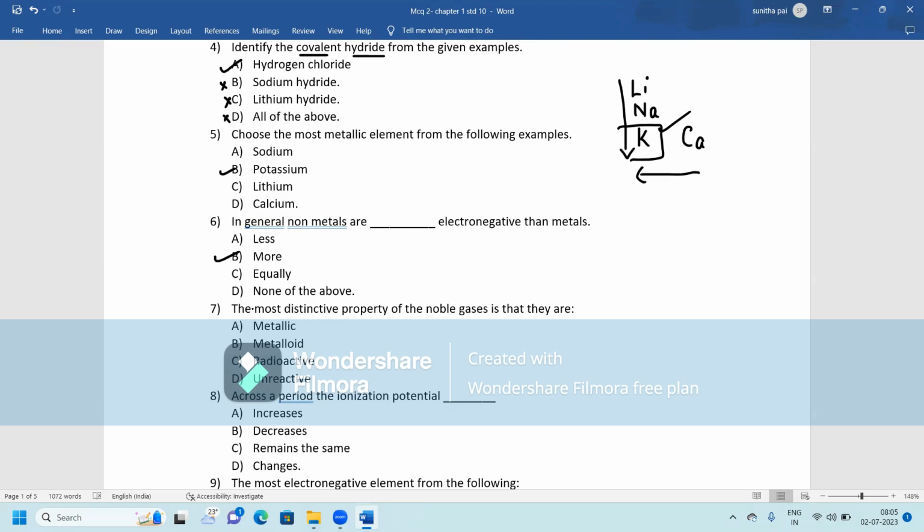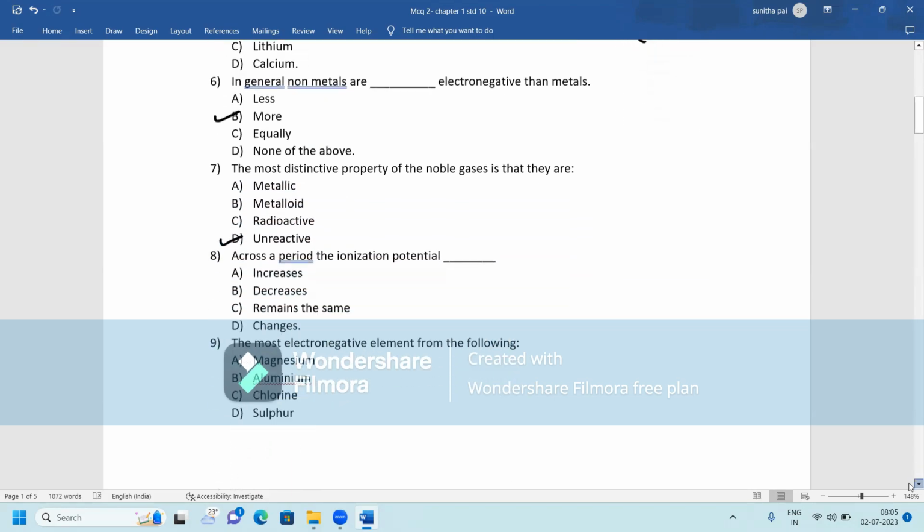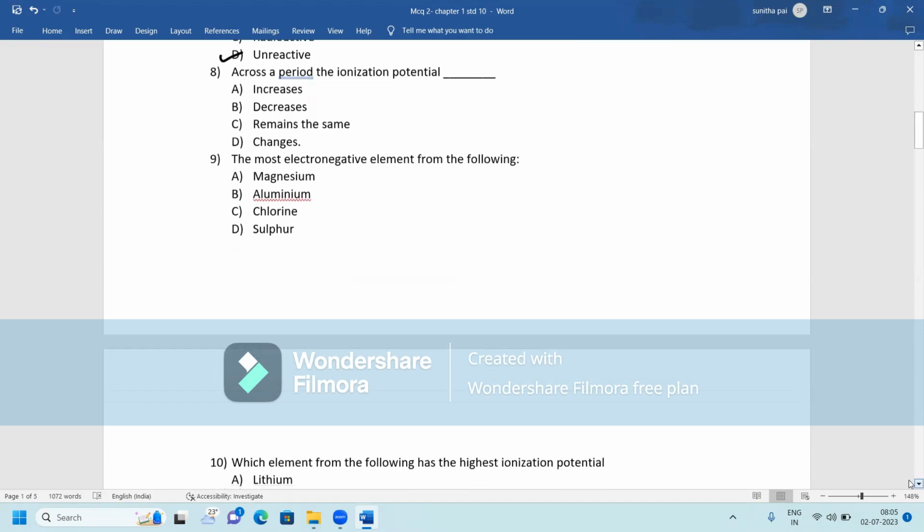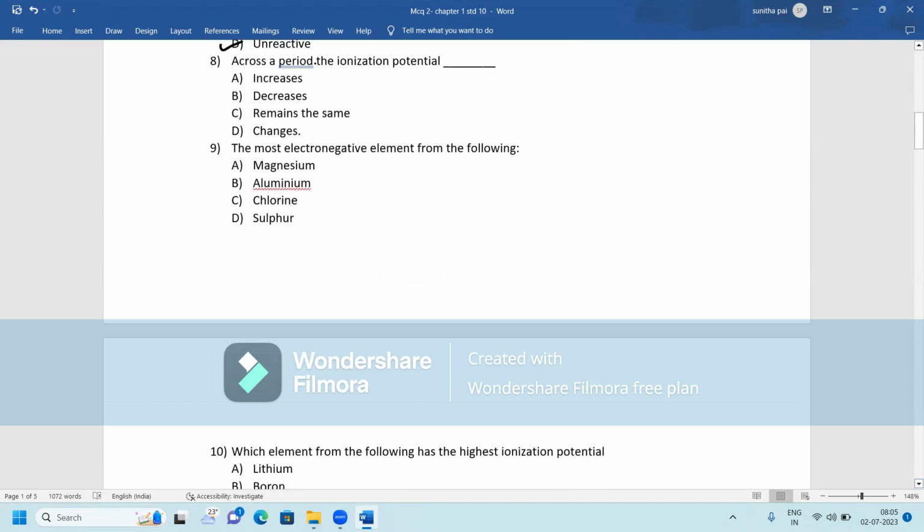The most distinctive property of the noble gas is that they are metallic, no. Metalloid, no. Radioactive, again, no. So the answer is unreactive. Noble gases are unreactive.